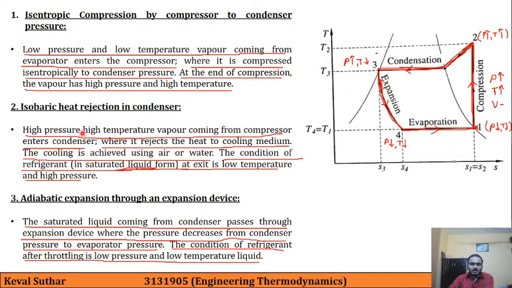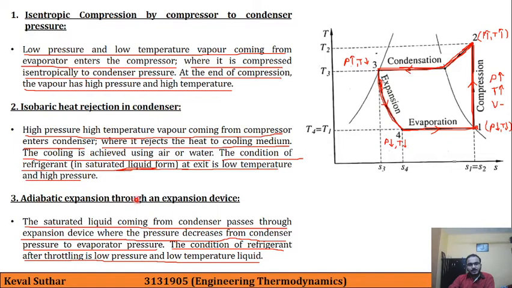Now here the phase change is happening as well as the temperature is getting reduced. So at the entry of the condenser it was vapor, and now after condensation it becomes liquid. The pressure remains high and temperature reduces. The entire process is happening at constant pressure.